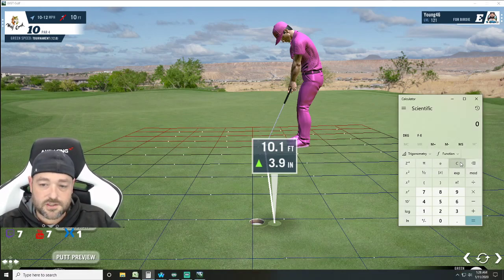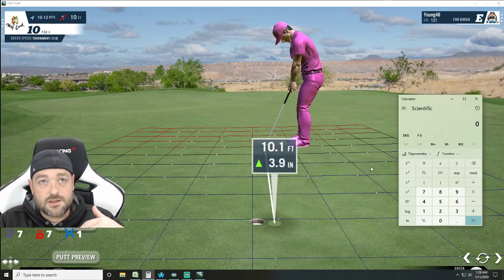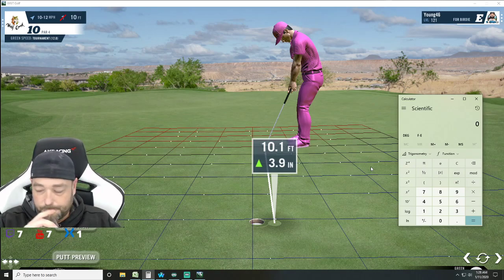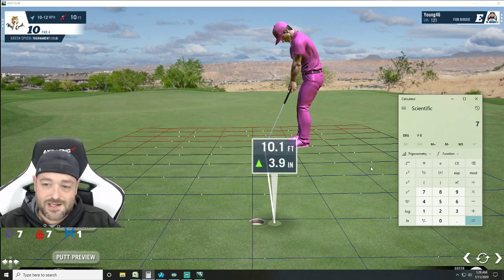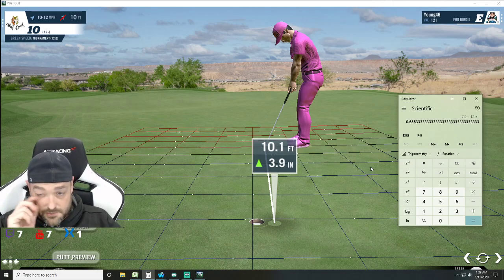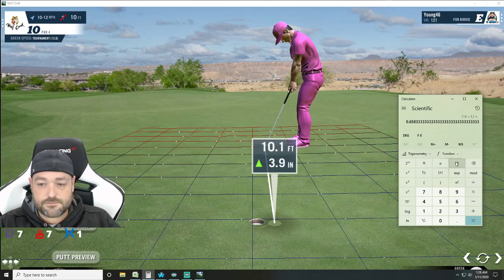Now we need to know how hard to hit this putt. So I'm going to walk you through how I would gauge speed. All right, so I take 7.9. This is a constant number. It does not change. Divide that by our green speed, which would be a variable number. I'm going to round up, play 0.66.